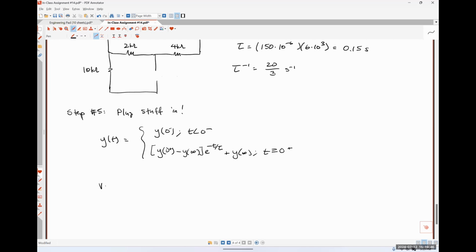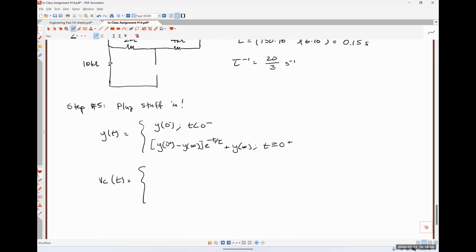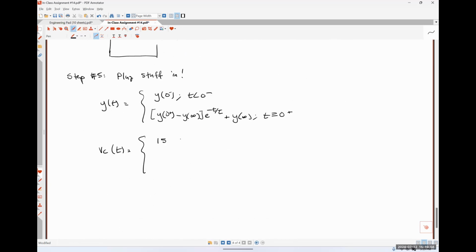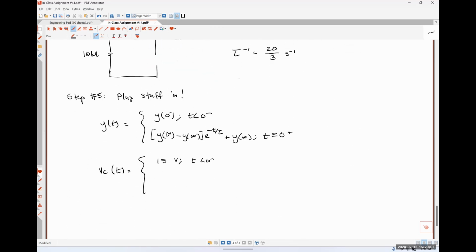So for our capacitor voltage, let me just scroll up here, 15 volts. So that's going to look like 15 volts for t less than 0 minus, and then 15 minus negative 12 is 27 e to the negative 20 over 3 t minus 12 volts.